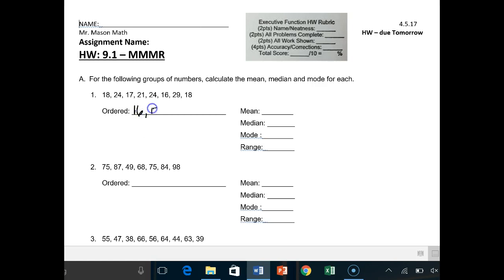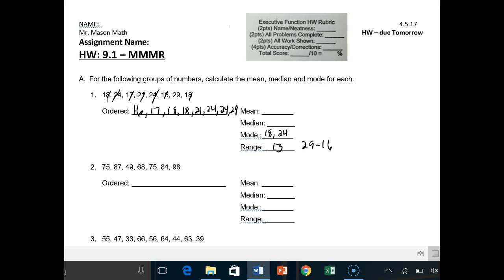So 16, 17, and we got two 18s there. We've got a 21, then a 24, two of those 24s, and then a 29. So this is going to easily help us calculate the range, which is going to be 29 minus 16, which is 13. Easily help us calculate the mode, which is actually 18 and 24, since they both occur twice.